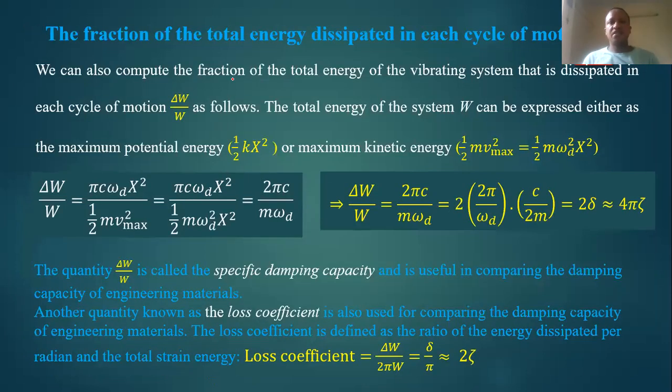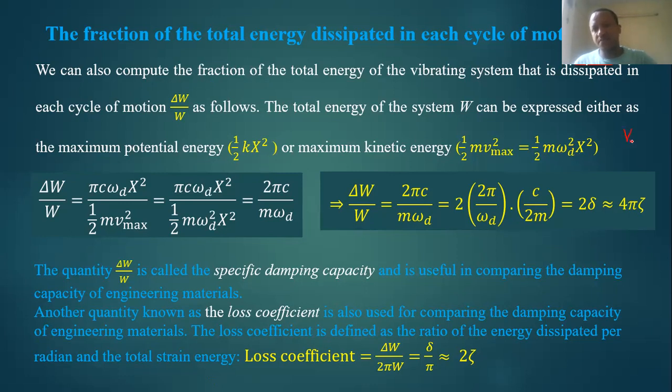The fraction of total energy dissipated in each cycle of motion. We can also compute the fraction of total energy of the vibrating system that is dissipated in each cycle of motion, delta W over W. The total energy of the system W can be expressed either in the maximum potential energy, half kx squared, or the maximum kinetic energy, half m v max squared, which equals half m omega d squared x squared.